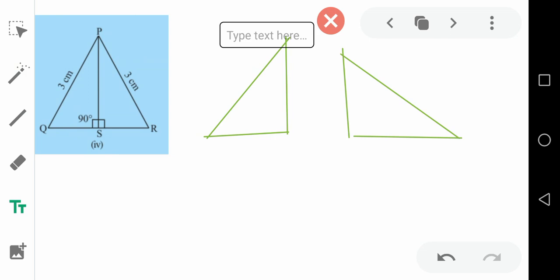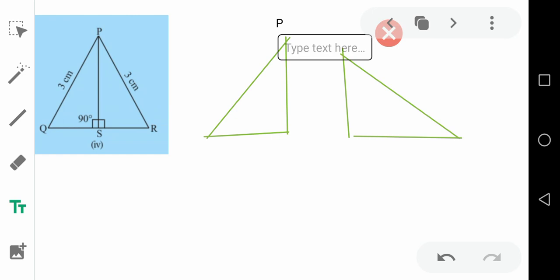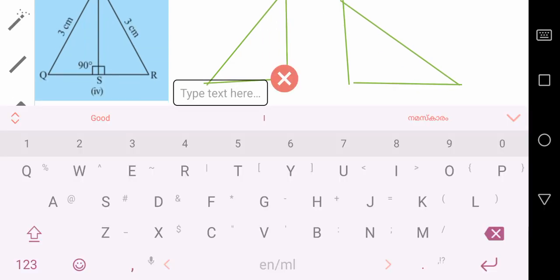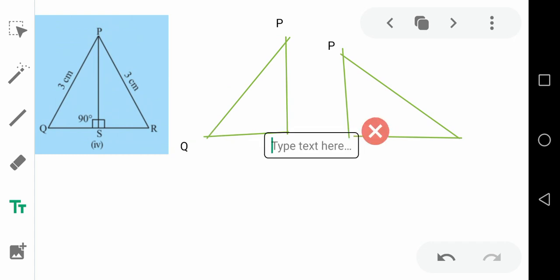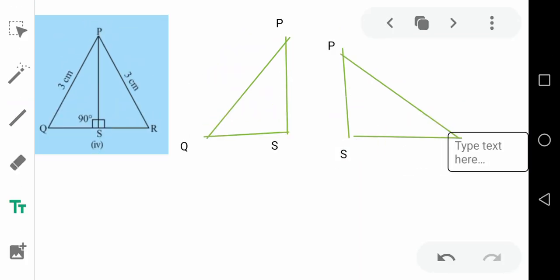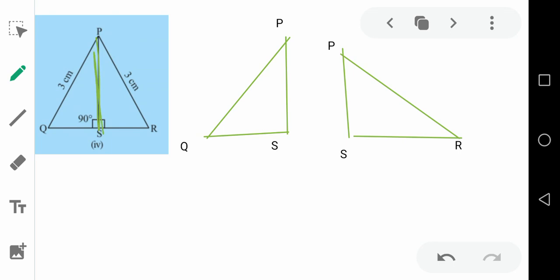Now we'll name it. So what is here? P. This is P. So what is here? This is also P only, right? That P is for both. Then here what is it? Q. It is Q. And here it is S. Here also S. And here it is R. We just split this triangle because this is common for both triangles, this triangle also and this triangle. So it is common for both. So I just split it like this.